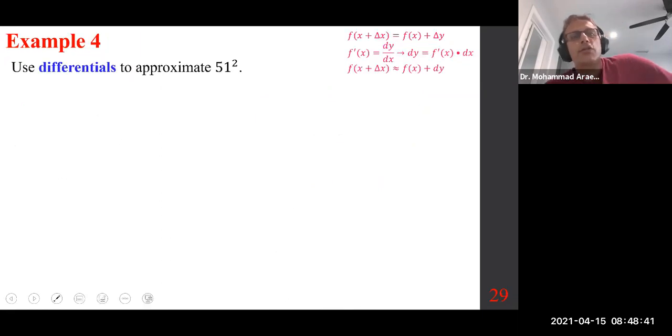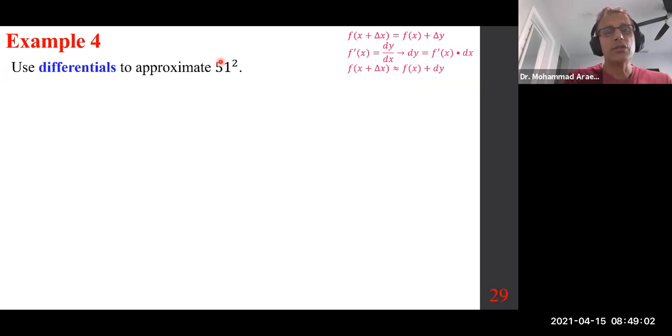We want to use differentials to approximate 51 squared. That means we need two things. First, a function. By the way, 51 squared, you can say 50 plus 1 squared and do the math: a plus b quantity squared, which is a squared plus 2ab plus b squared. You end up with 2601.